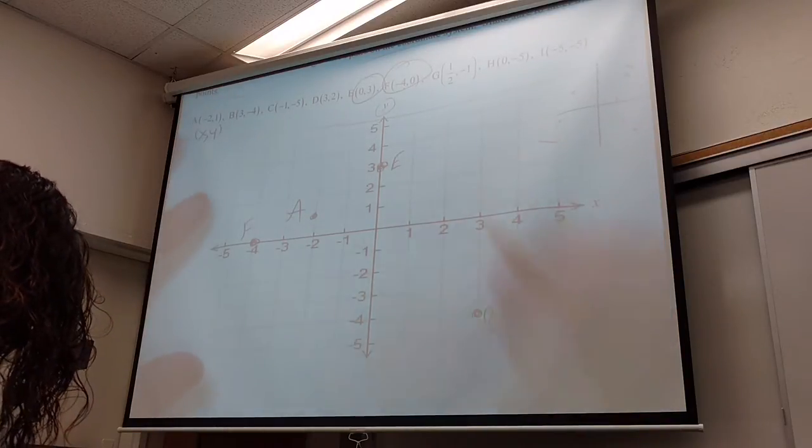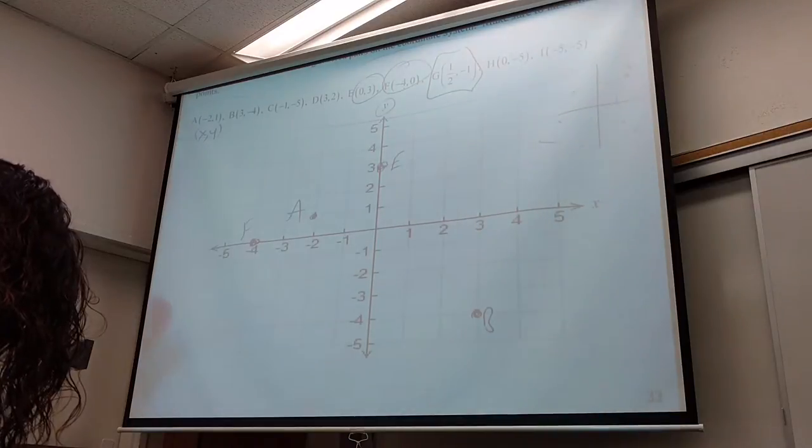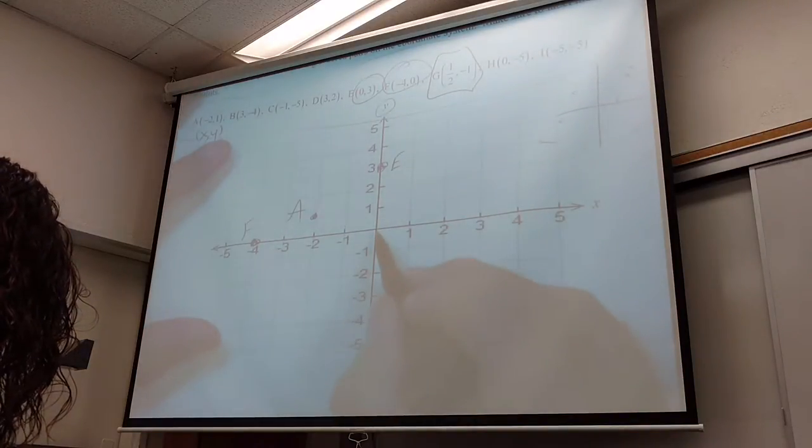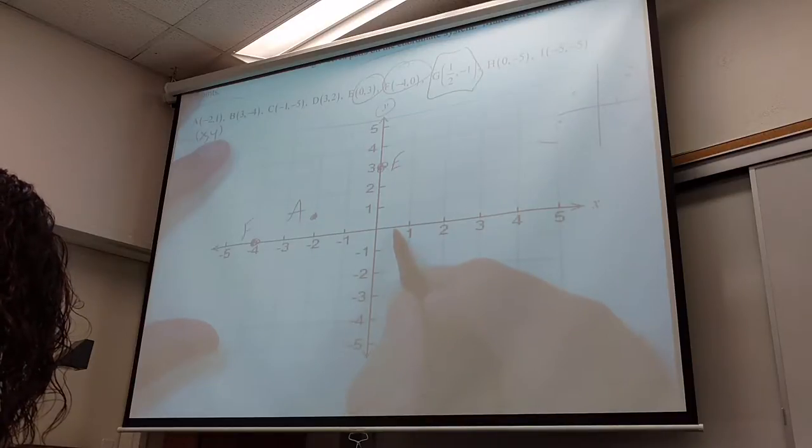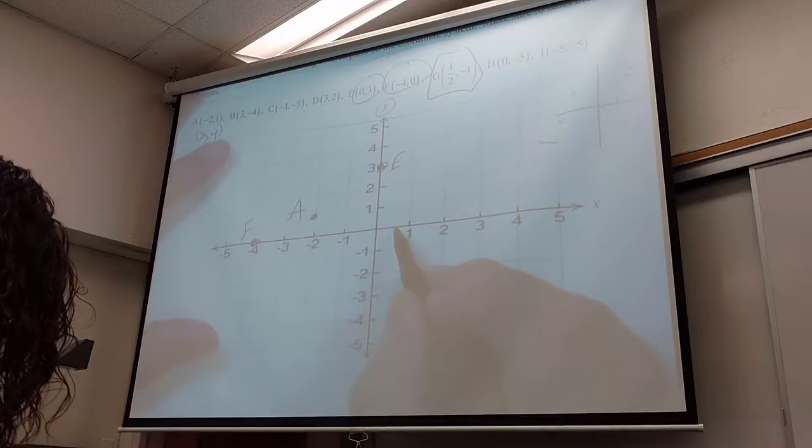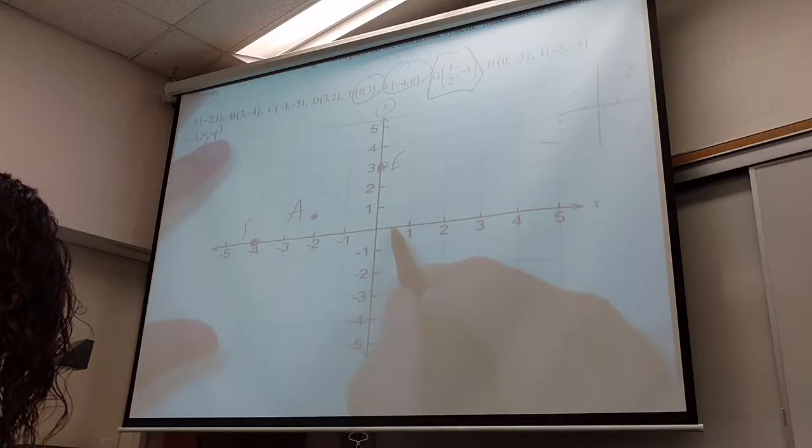G, what about G? It's got a fraction in it. But how far do I go on the x-axis? Half. So I approximate it. It's a half, right? So I go here. I don't put a point yet because I'm not done moving. And then I go down one. So that would be where G is.